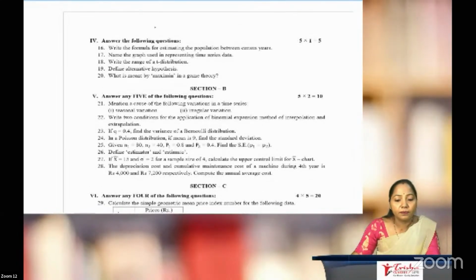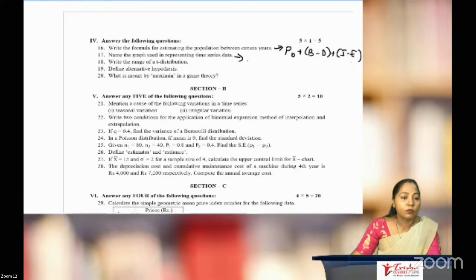Roman number 4. Write the formula for estimating the population between census years. What is the formula? P naught plus B minus D plus I minus E. Name the graph used in representing time series data. What is the graph that we use? The graph is called a histogram.